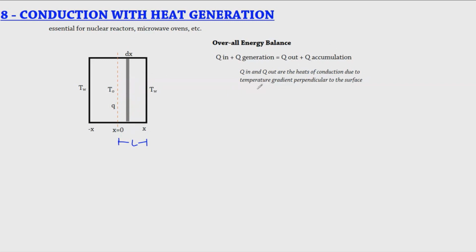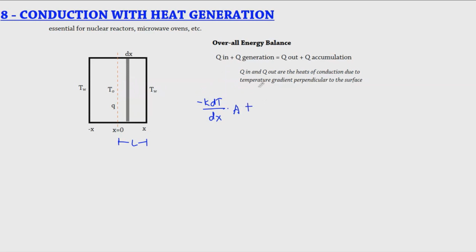So let me start by deriving the equation for this using the overall energy balance. In this case, I have the heat that comes in, which is by virtue of the conduction due to temperature gradient. That simply means that I have to consider all the problems that we have solved using the Fourier equation. In that case, I have negative k dT over dx times the area. And this is simply what we call the Q in.